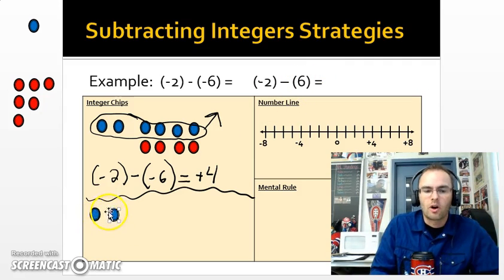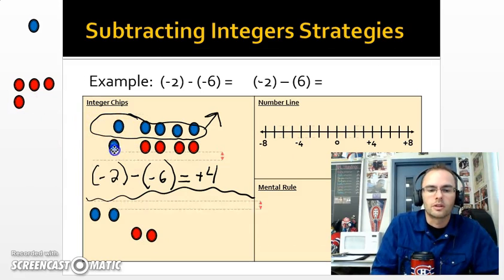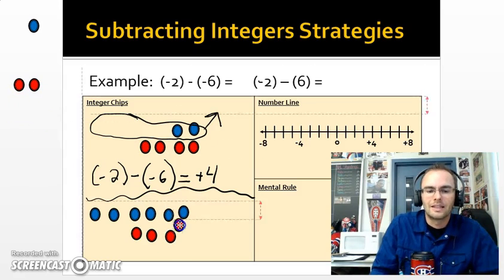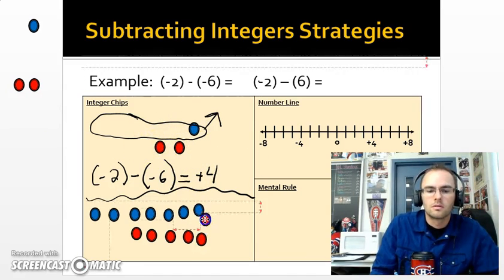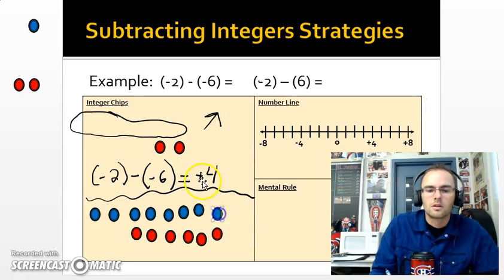Well, again, I don't have +6 to take away, so I'm just going to add zero pairs. 1, 2. I'll have to bring them from up here. 3. And what I'm doing here, creating zero pairs until I get my +6. So now what I've done, I've created all these zero pairs here to get +6, because that's, again, in my question, what I want to take away.